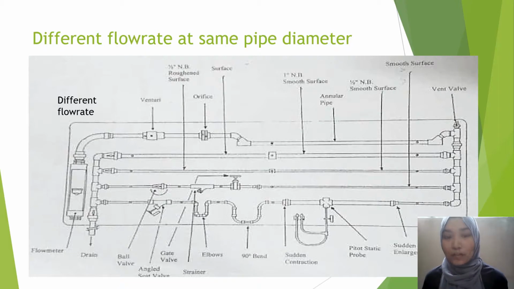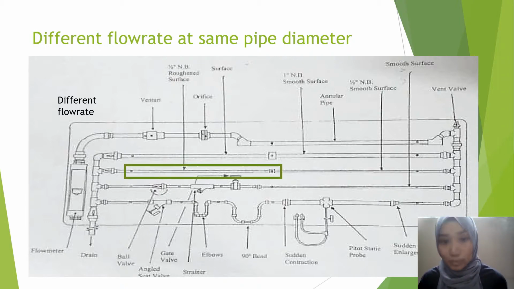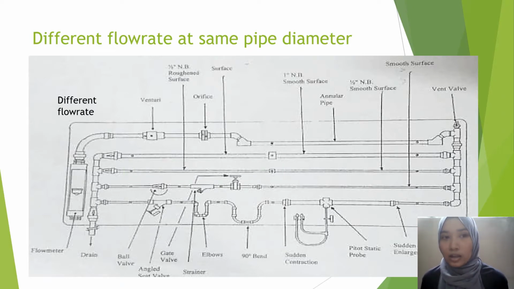For the second part of the experiment, we use the same pipes but a different diameter. We chose rough pipes in this experiment. This is where the rough pipe is. Then, same as the previous experiment, we record the readings, and that is the pressure drops for the experiments.